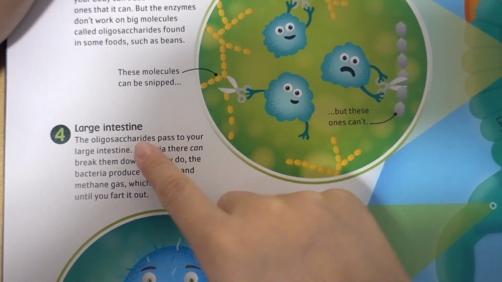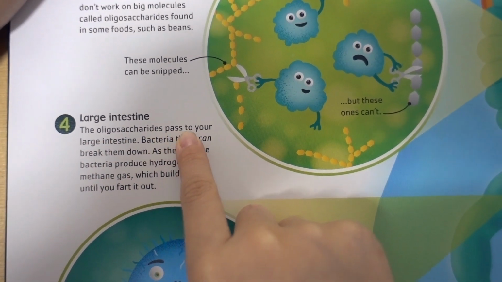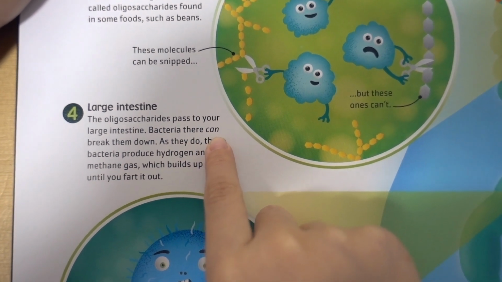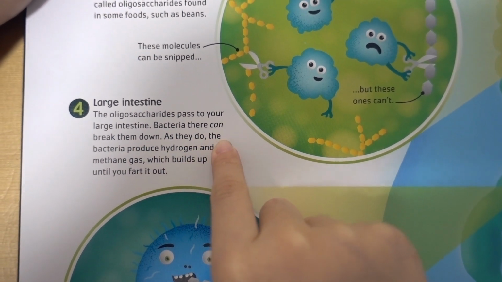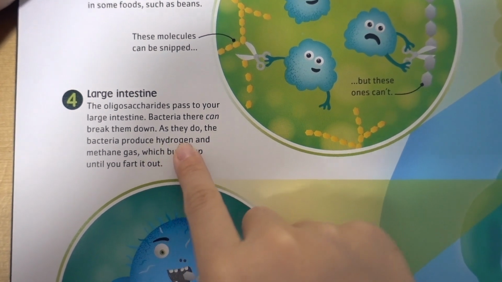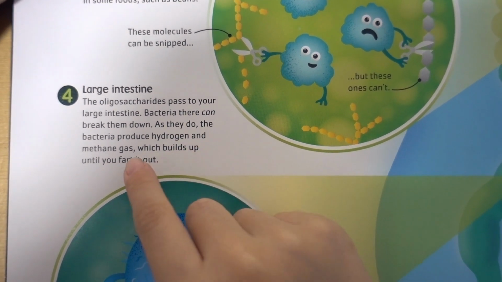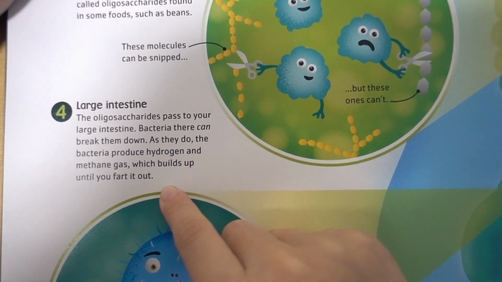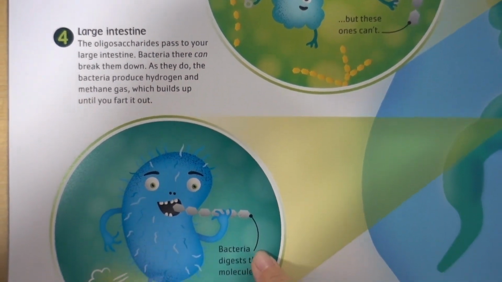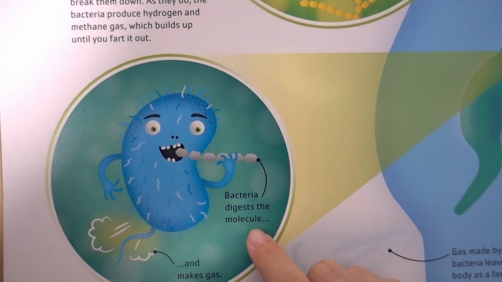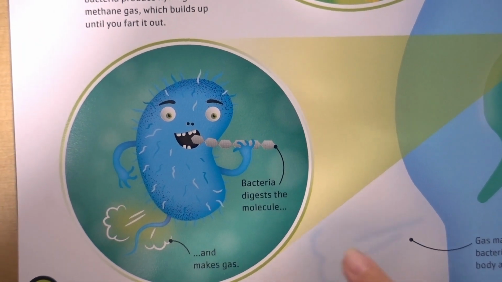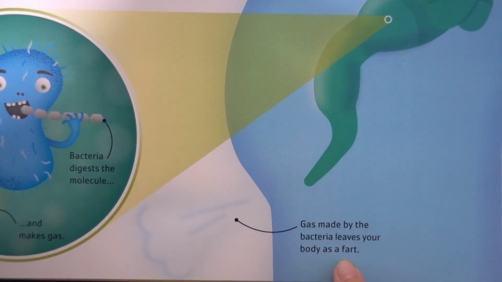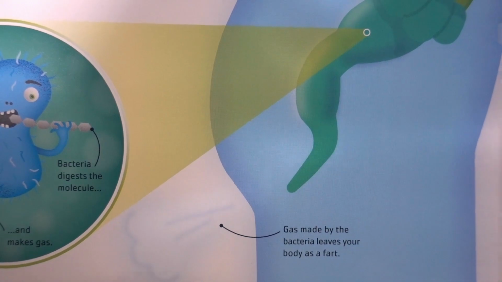Large intestine. The oligosaccharides pass to your large intestine. Bacteria there can break them down. As they do, the bacteria produce hydrogen and methane gas, which builds up until you fart it out. Bacteria digest the molecule and make gas. Gas made by the bacteria leaves your body as a fart.